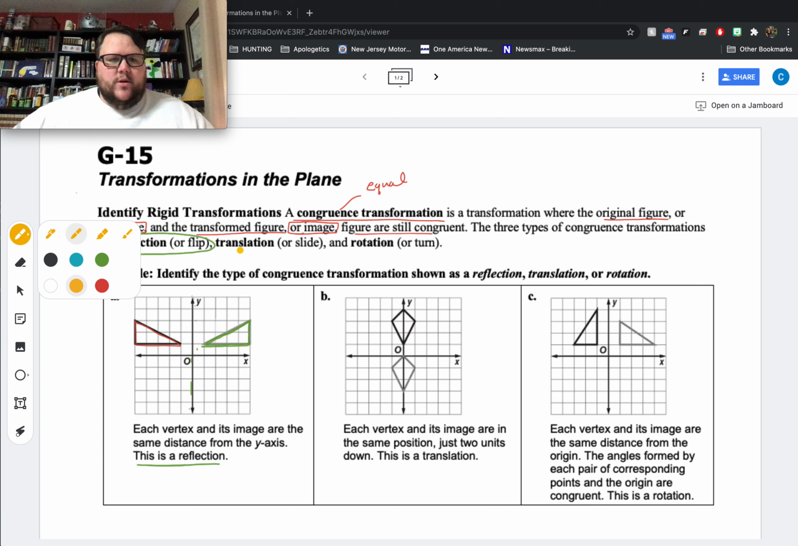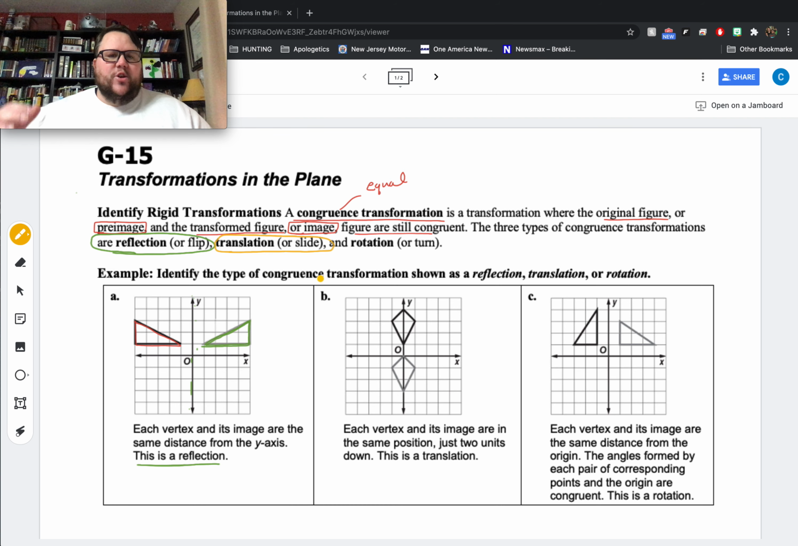let's go with orange, translation or a slide. So this is just you're sliding the figure down, over, left, or right. So if we have our pre-image is this guy. So this is a kite, just so you know. Our pre-image is that one. Our image after the transformation is this. And what did we do? We just slid it down. And what you notice is the orientation of the object did not change at all. So it just slid down, and we call that a slide or a translation.